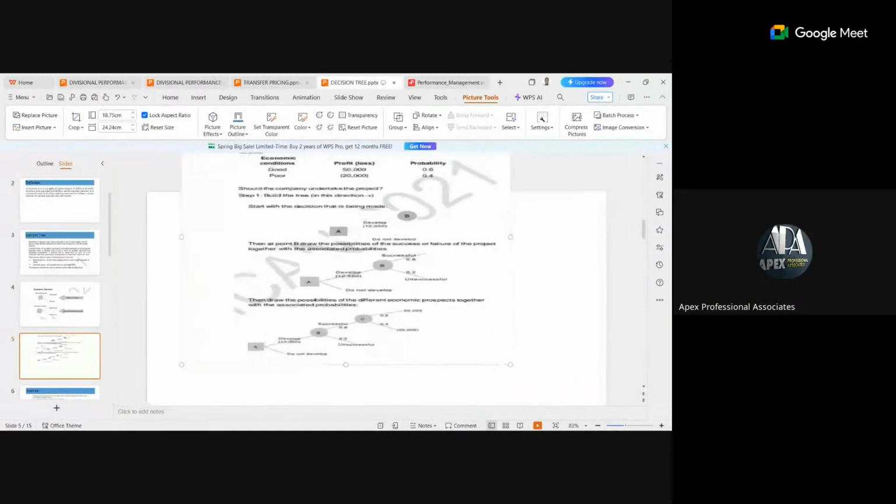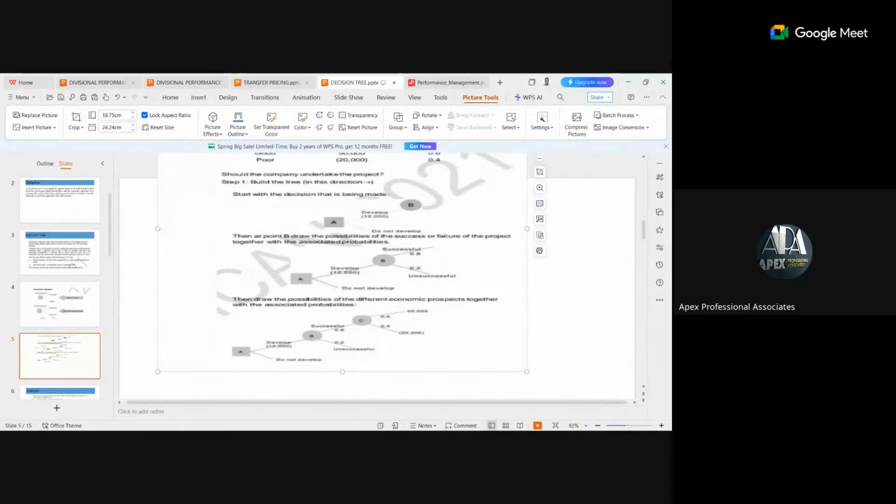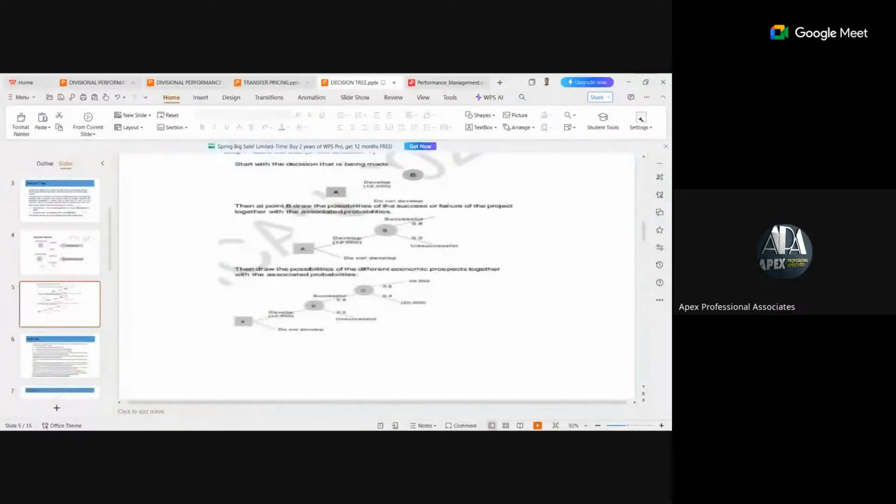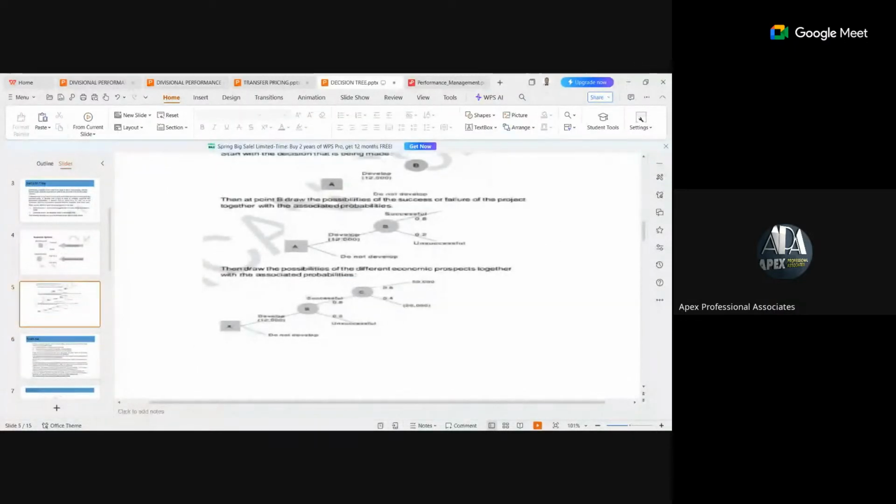It's given with its associated probability. You can see that we draw the possibilities of different economic prospects together with the associated probability. It's clearly stated in the question that if it is successful, the economic condition is good, we have a 0.6 associated probability with the possibility of making a profit of 50,000. But with a poor economic condition, we have a probability of 0.4 with the possibility of making a loss of 20,000. So when you are faced with a question, you follow it in this order.